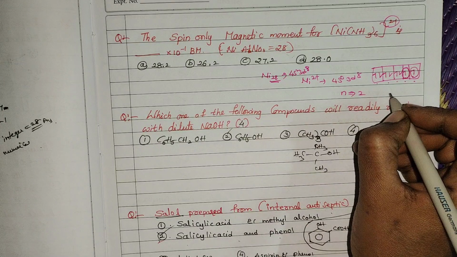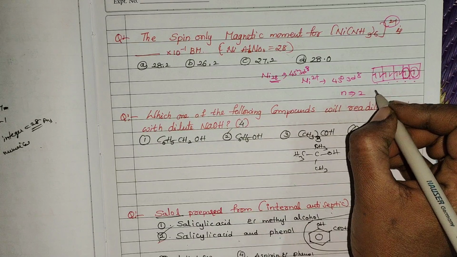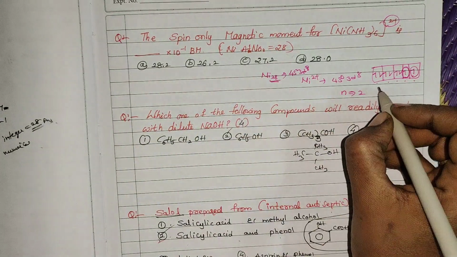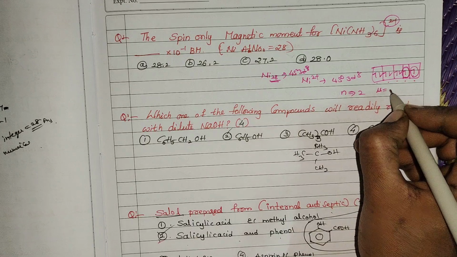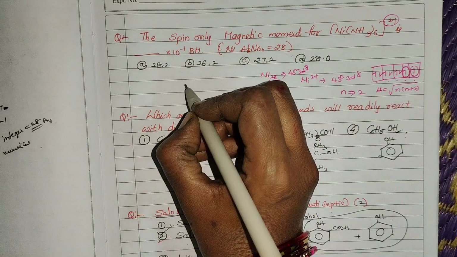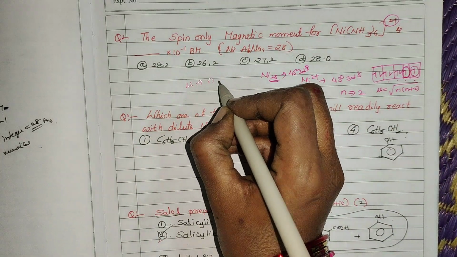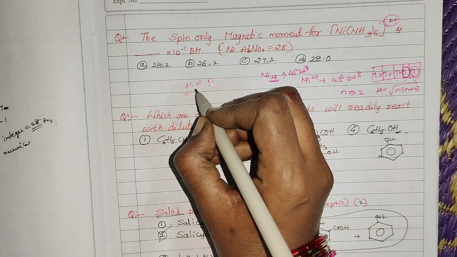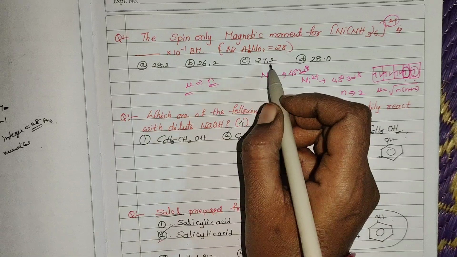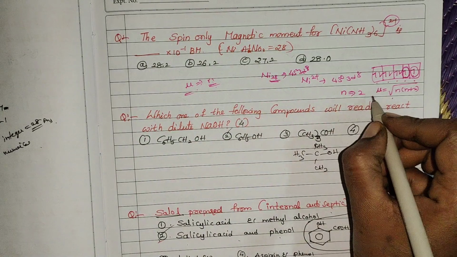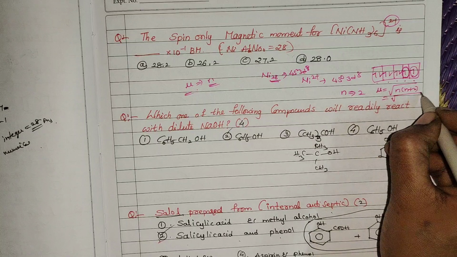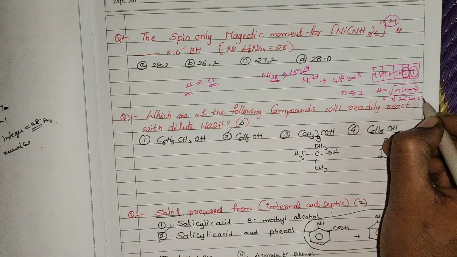2. So we may expect the value 2 point something, but all the options are 28.2, 26.2, 27.2, 28. So that is why we compulsorily have to substitute in the formula. Okay, mu is equal to under root n into n plus 2. Once again, one more important piece of information: the mu value is not always equal to n. The number of single electrons is not always equal to the mu value, so for this kind of similar answers we have to check with the formula. So mu is equal to under root n into n plus 2, that is 2 into 2 plus 2. How much will come, beta?